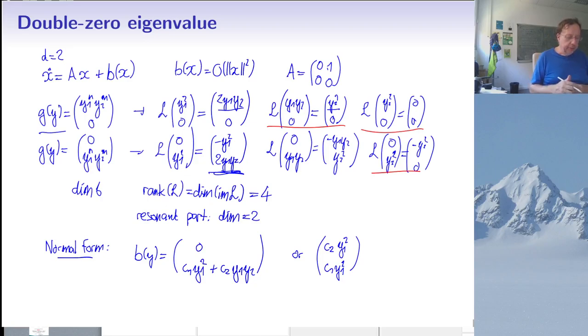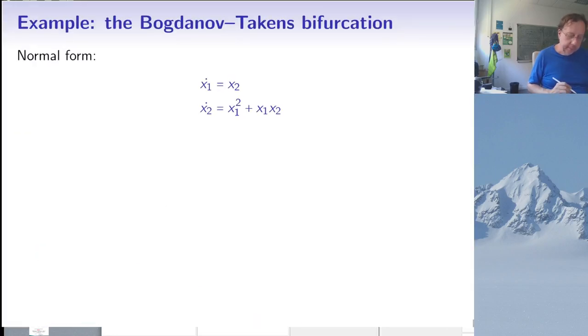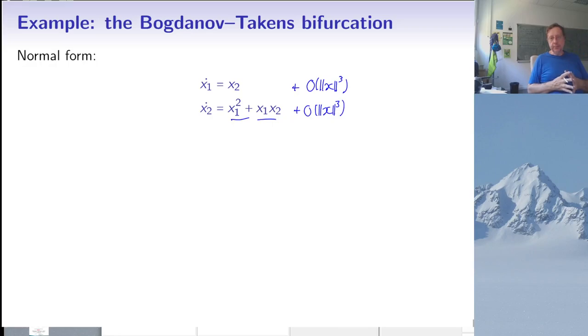So the normal form will be like this, but with b having a form like this or like that, and then higher order terms of order 3. So let us make the choice here. So this is now the normal form, and I call the variables x again, where I've made the first choice. So here I have my two resonant terms, and then in principle there will be terms of order x to the 3. And this is at the bifurcation point.